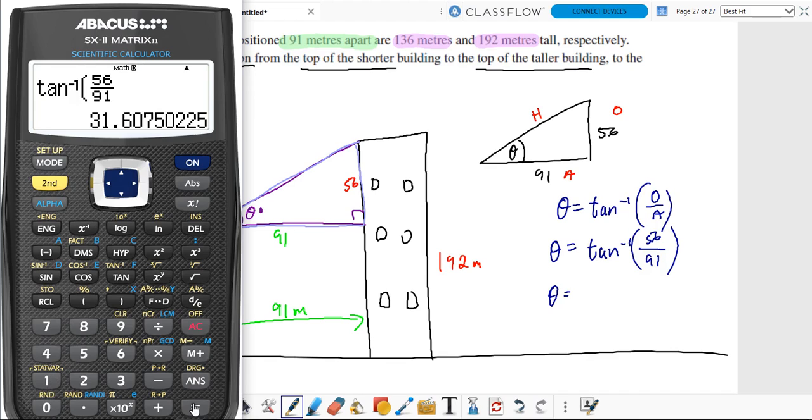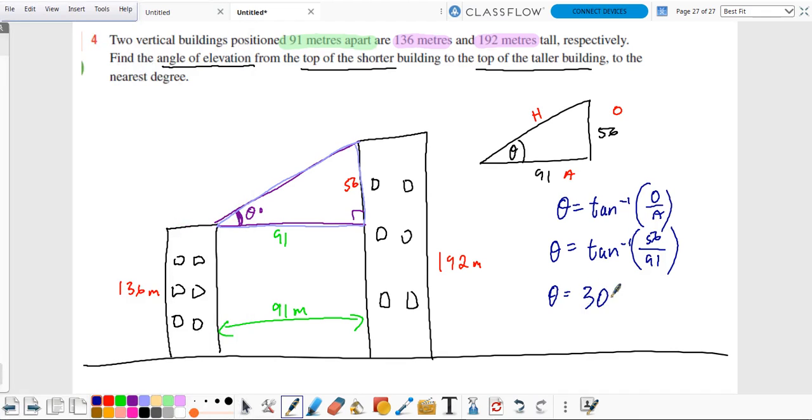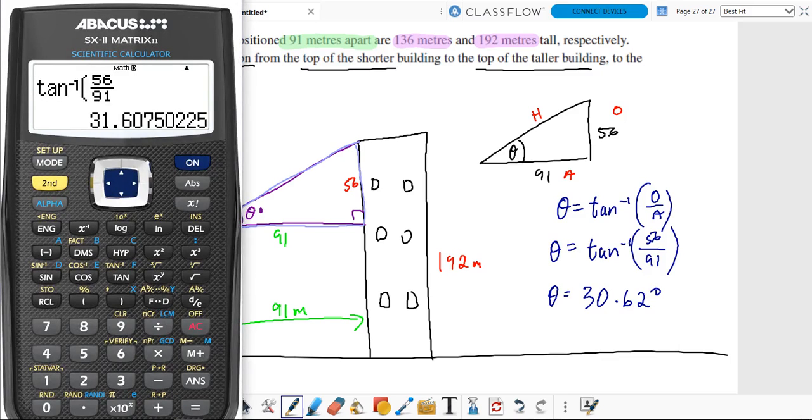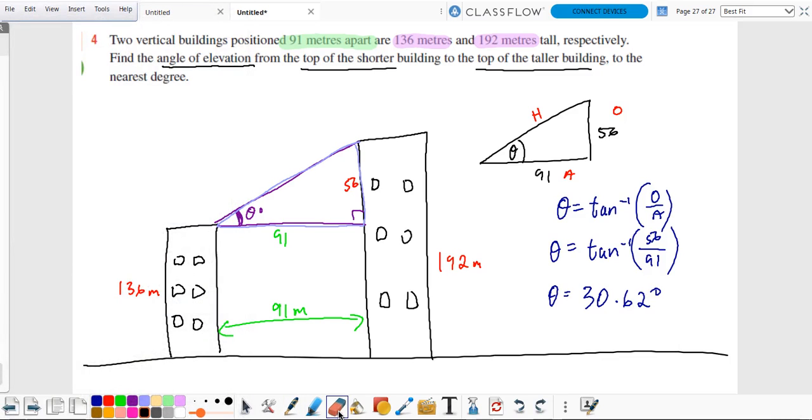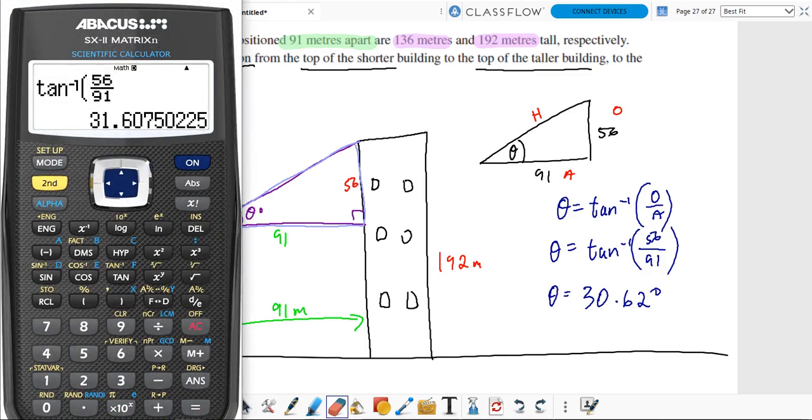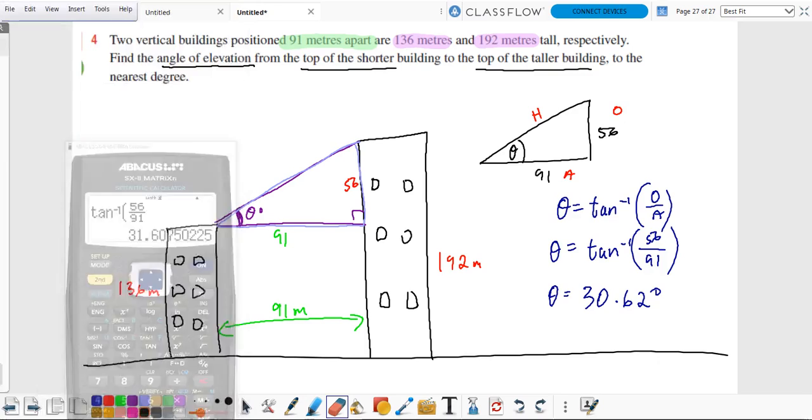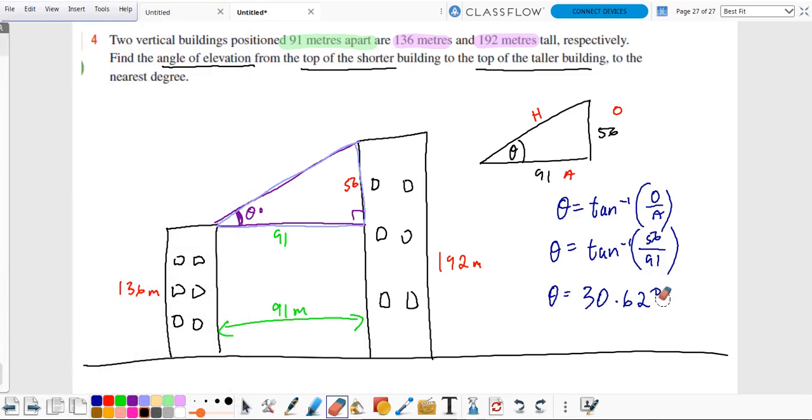And that will give us 30.62. Is that what you said, Michelle? Cool. 30.62 degrees. Oh, was it 61? My bad. Yes, you're correct. 31. Oh, actually, who said that? It says 31, doesn't it? Yeah, is that what it says? On this calculator? 31. Yeah. I'm so sorry.